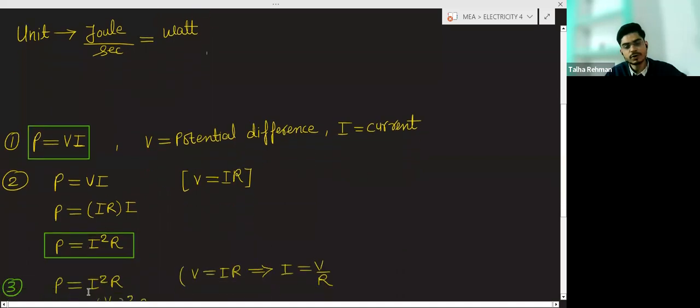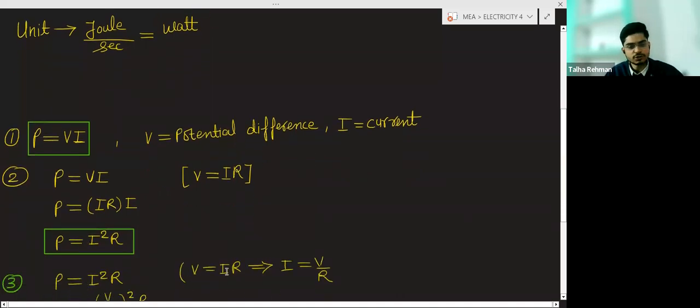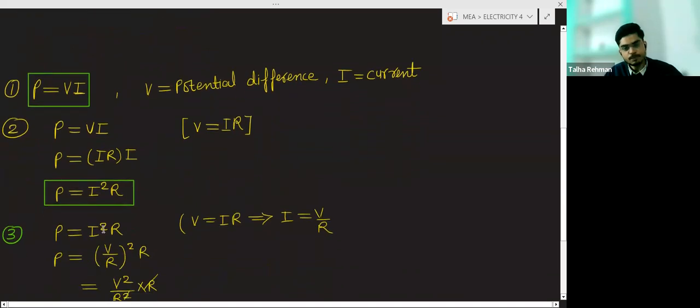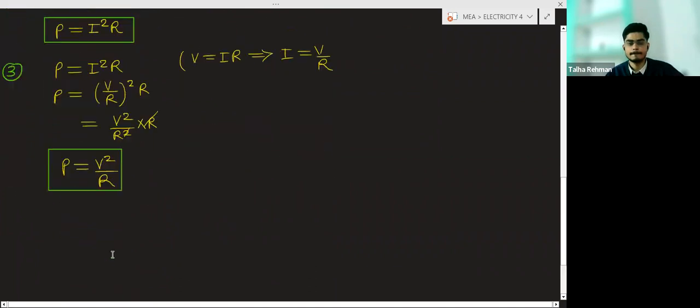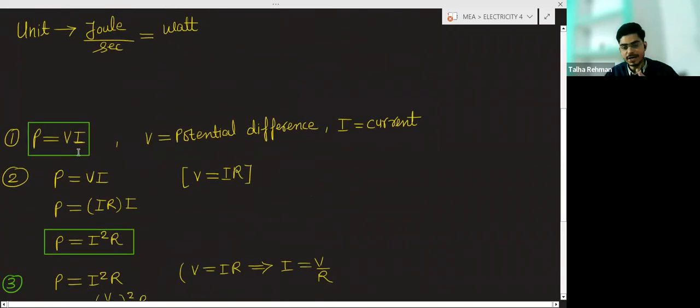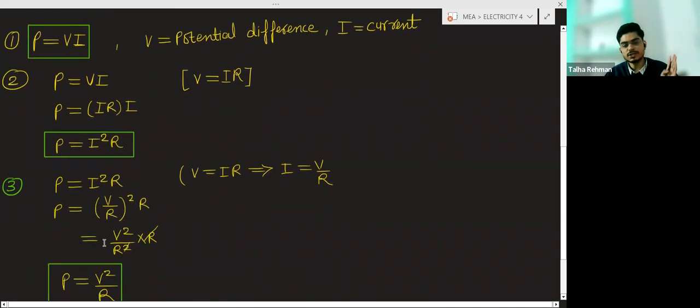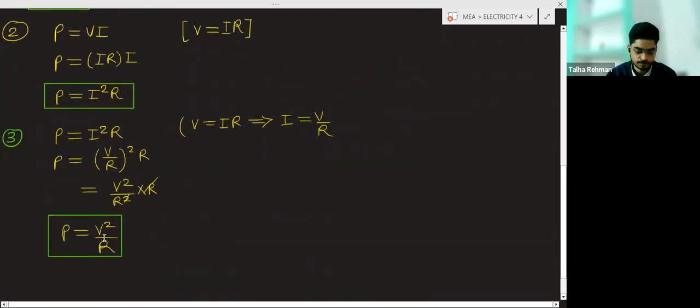Now the third formula you can get. You know that V is equal to IR. From it you can calculate I, so I is equal to V by R. Put the value of I here, so it will be V square by R, and R will be cancelled out. So the third formula of power is P is equal to V square by R. Remember, P is equal to VI, P is equal to I square R, P is equal to V square by R.